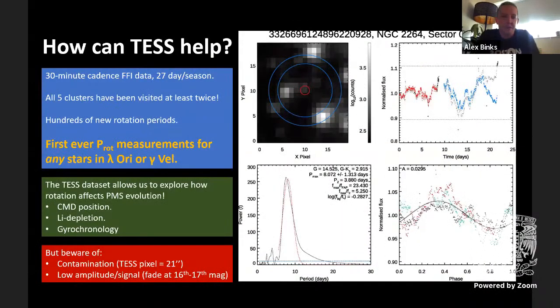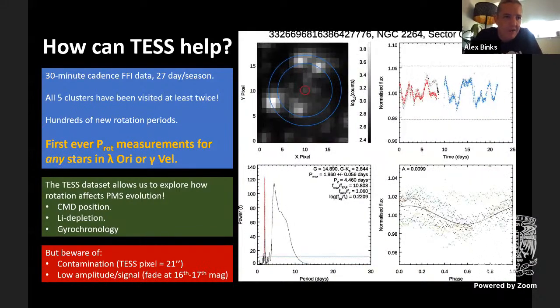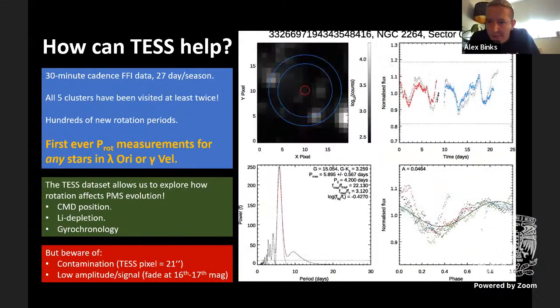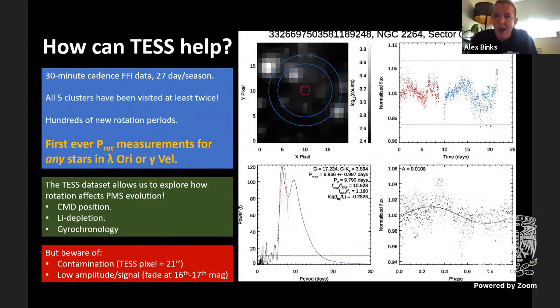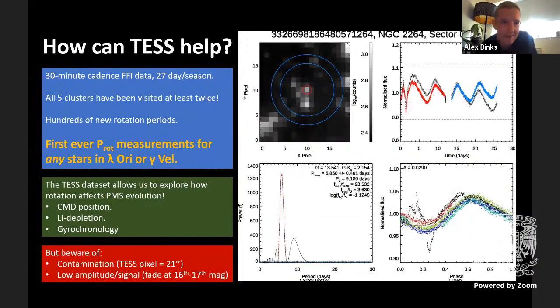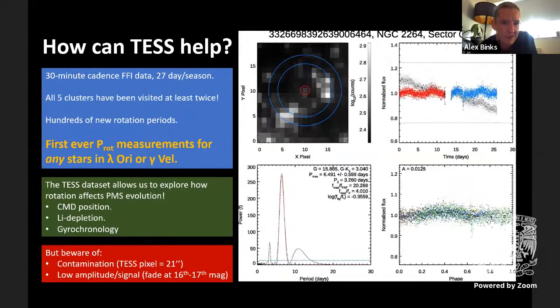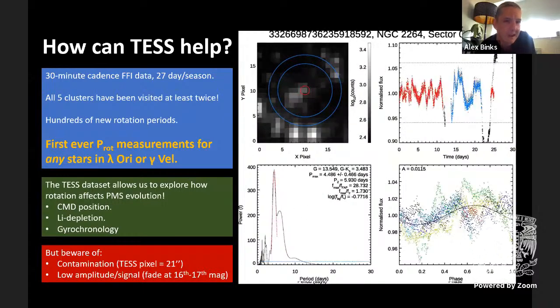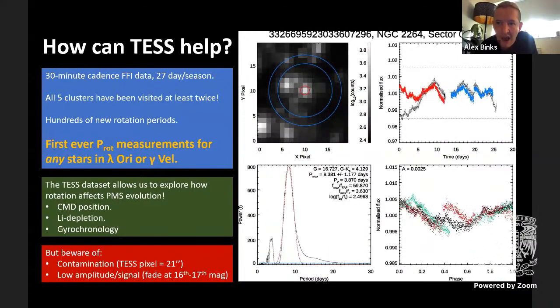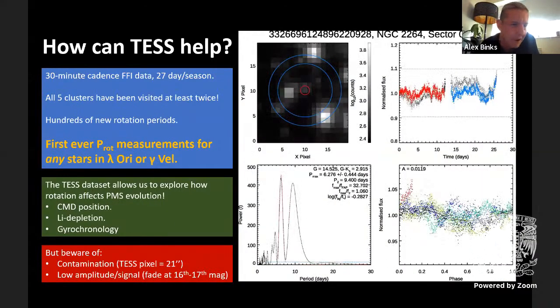So we're also testing rotation periods. I just want to quickly draw some attention to some of the work we've been doing with TESS. As you probably know, TESS is this large NASA satellite mission, which is mapping the skies photometrically, and it's doing it in various modes.